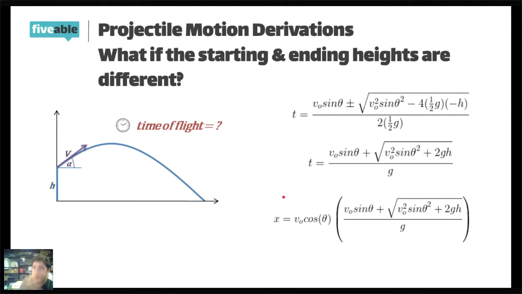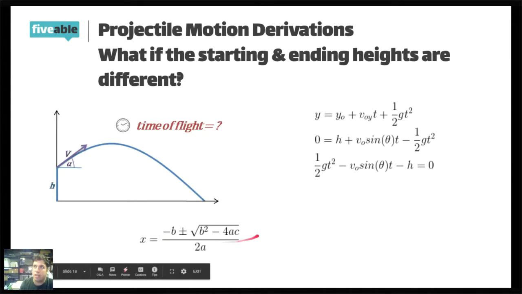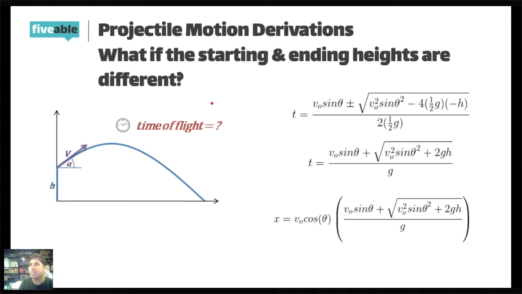Okay, so plugging stuff in this case, my A term is 1/2 g, my B term is negative v0 sine theta, and my C term is negative h. So plugging it into the quadratic equation, we get t equals v0 sine theta plus or minus all that wonderful other stuff. This looks messy. This looks not fun. And I hear you if you're saying, I don't want to do all this math.